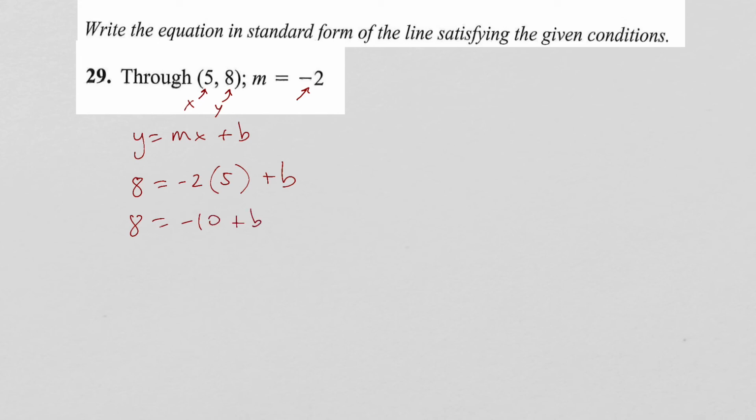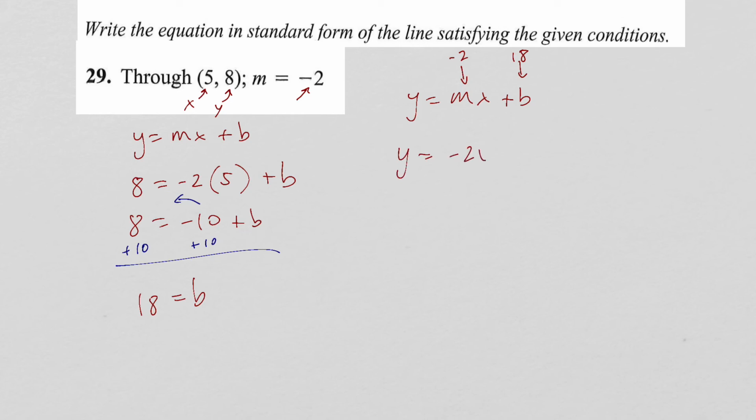So when we solve for b, we bring this over by adding it, and we're going to get b is equal to 18. So then we go back to y is equal to mx plus b. Our m they gave us, that's a negative 2. Our b we solved for, that's an 18. So we have y is equal to negative 2x plus 18. And then we got to bring the x over to the left, and it's going to become positive over here. And that's standard form.